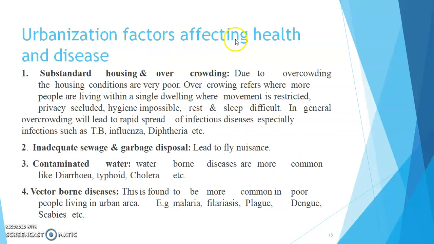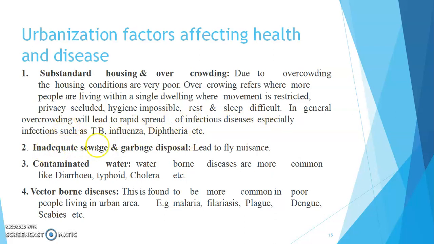Urbanization factors affecting health and disease. First is substandard housing and overcrowding. Due to overcrowding, the housing conditions are very poor. Overcrowding refers to more people living within a single dwelling where movement is restricted, privacy is lacking, hygiene is impossible, and rest and sleep is difficult. In general, overcrowding will lead to rapid spread of infectious diseases, especially infections such as TB, influenza, diphtheria.